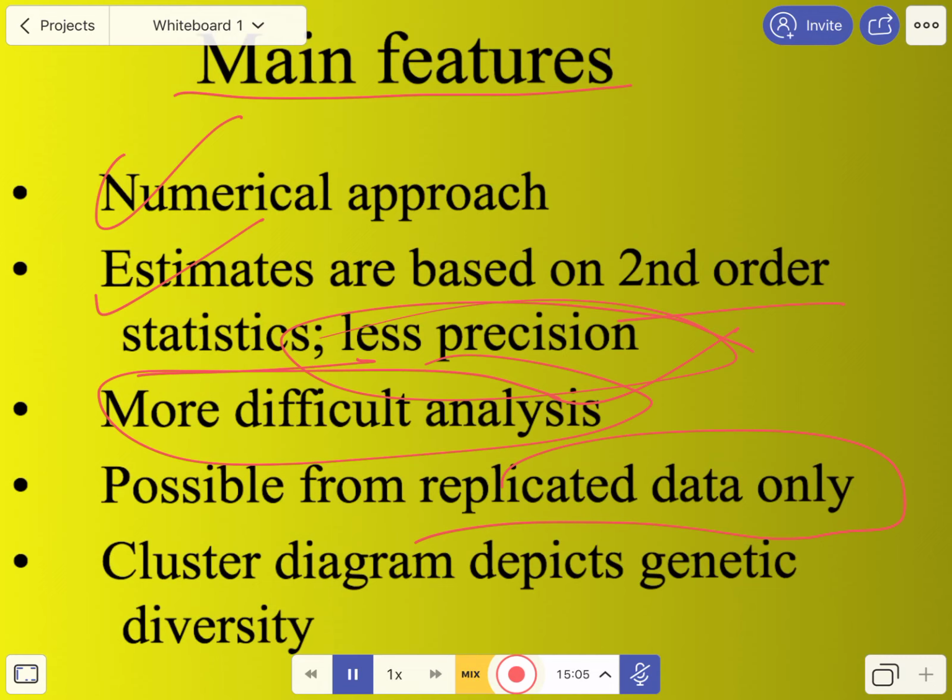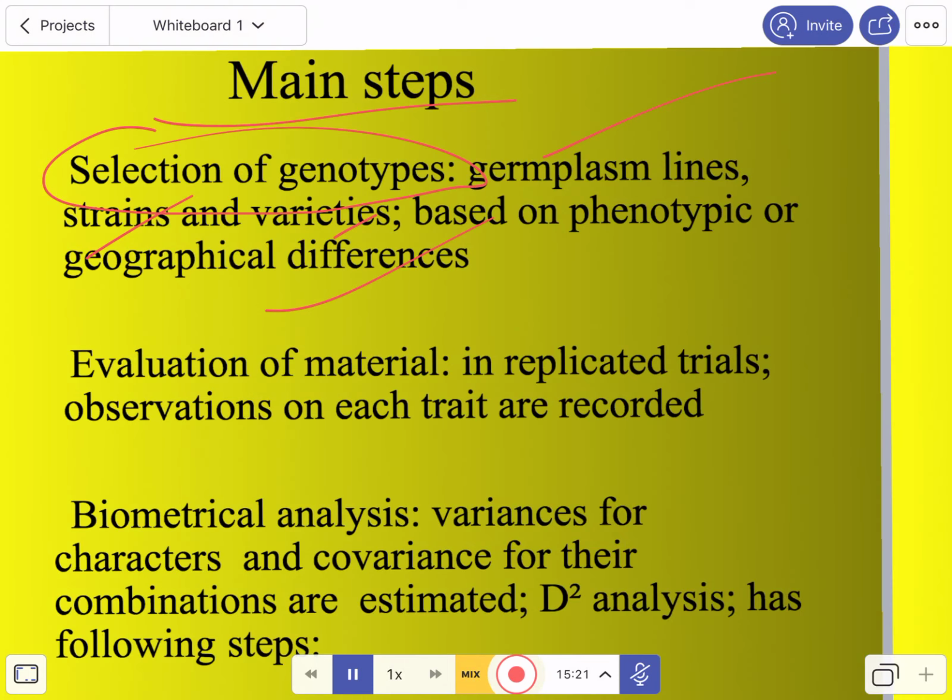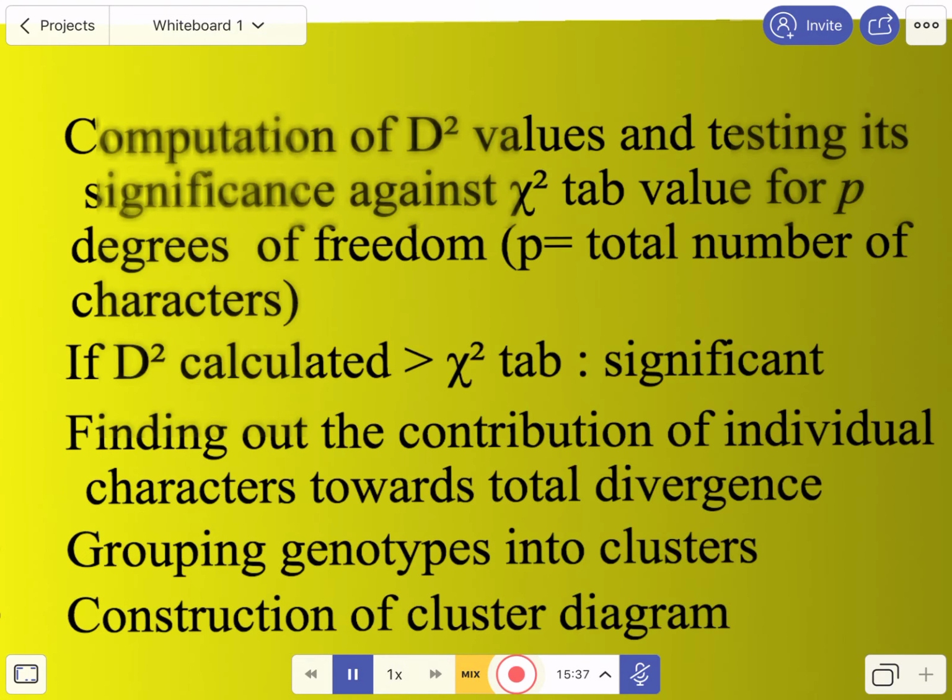The analysis of D-square statistic consists of many steps. The first one is the selection of genotypes. It means the germplasm line, strain, variety based on phenotypic or geographical differences, and then the evaluation of the selected material in replicated trials. Observations on each character are recorded. Now, by biometrical technique, variance for each character and covariance for their combinations are estimated. D-square analysis is based on the computation of the D-square value and testing of significance.